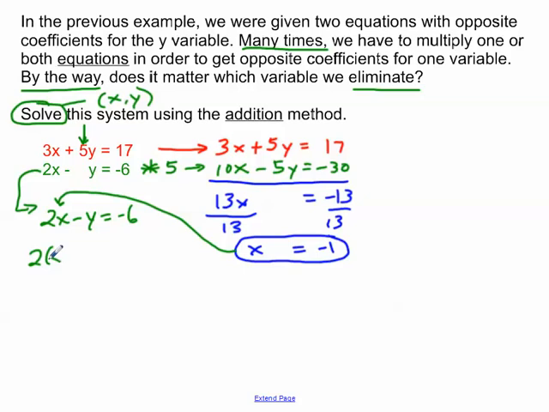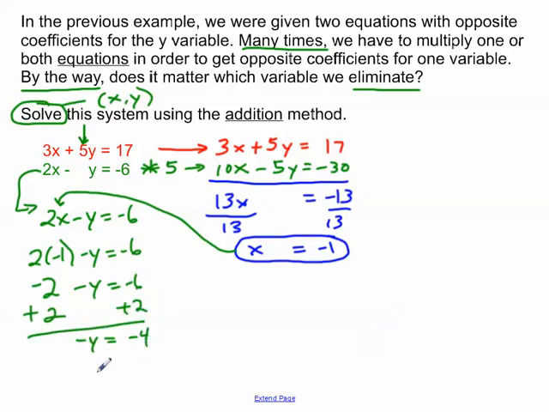2 times negative 1, let's make it a little clearer. 2 times negative 1 minus y equals negative 6, and all we did is just change that x for negative 1. Negative 2 minus y equals negative 6. Let's add 2 to this side and add 2 to that side. Negative y equals negative 4. Divide by negative 1, y equals positive 4, and it looks like we're done. I got a y value, I got an x value, they're both whole numbers, and probably in this type of situation we're going to have whole numbers, so it looks like a pretty decent solution.